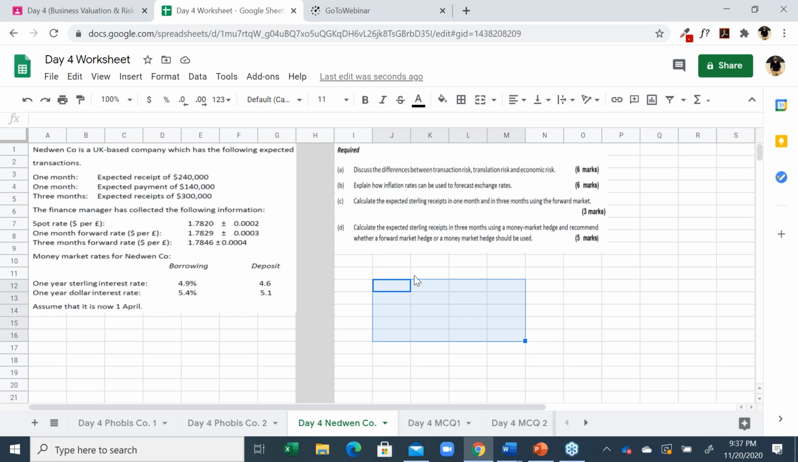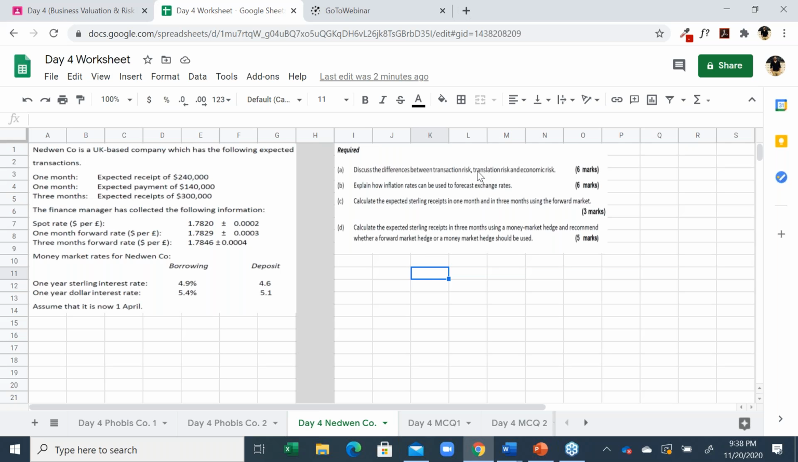Transaction risk is the one that we just discussed a while ago. When you have entered into any foreign currency transaction, either you bought something from an international supplier or you have sold something to an international customer, and then you have to pay or receive the foreign currency in the future, and the exchange rate movement may increase your cost or reduce your income because of exchange rate movement. That is called transaction risk. It's a short-term risk.